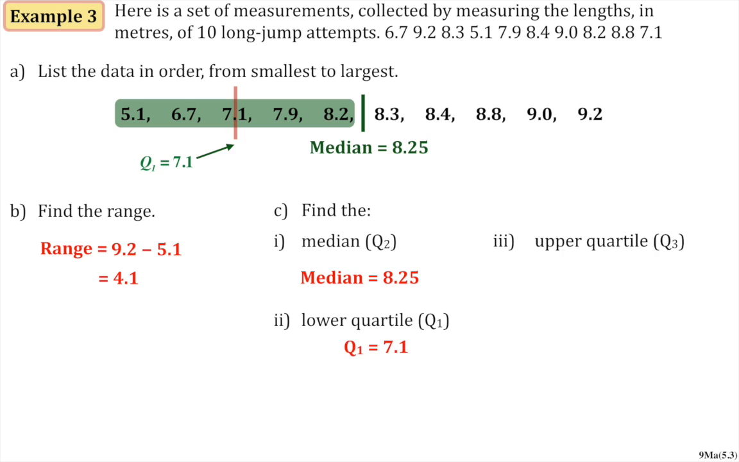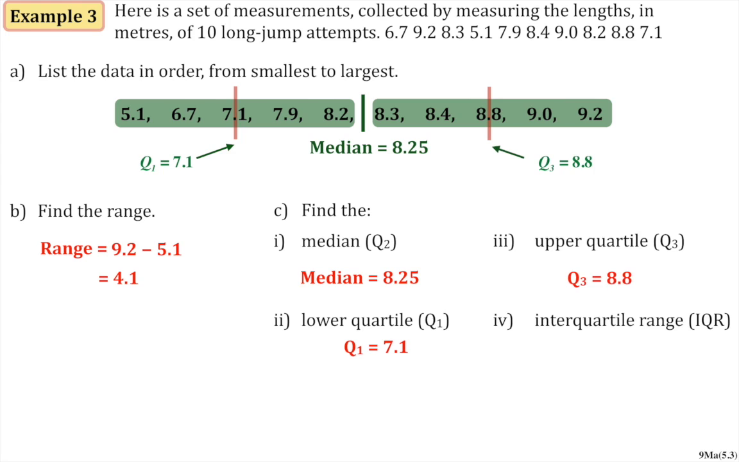Let's go to the right-hand side to find the upper quartile. The halfway number is 8.8. We can see that there's 5 numbers. The halfway number is the number 8.8. So that is the upper quartile, or Q3. And to find the interquartile range, it's Q3 take Q1, which is 8.8 take 7.1, or 1.7. So that's how our interquartile range works.